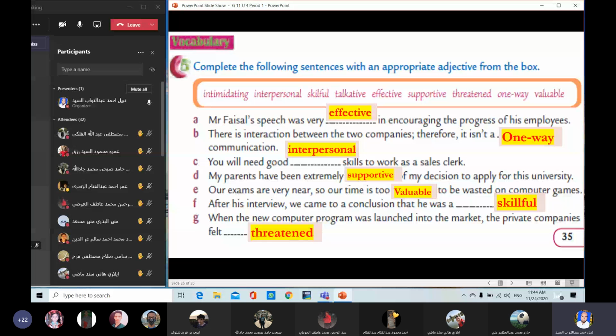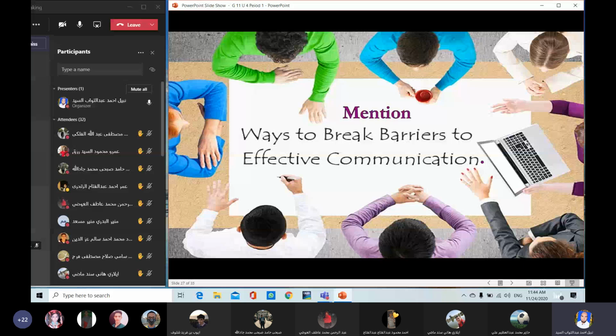Mention ways to break barriers to effective communication. How can we destroy these obstacles? As we mentioned before, poor listening skills, improper use of questions, etc. Assumptions. These are the 4 barriers. How can we break them to have effective communication?